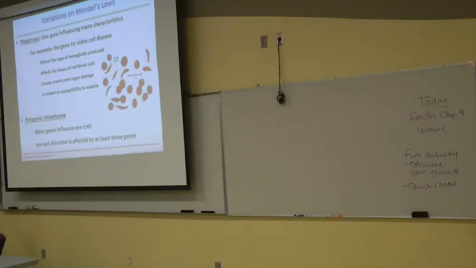Where I left off last Thursday was on the topic of pleiotropy. Remember that? The fact that one gene can influence many traits. And so one of the examples was the gene that causes sickle cell disease, but that's also related to a person's susceptibility to malaria. Okay?